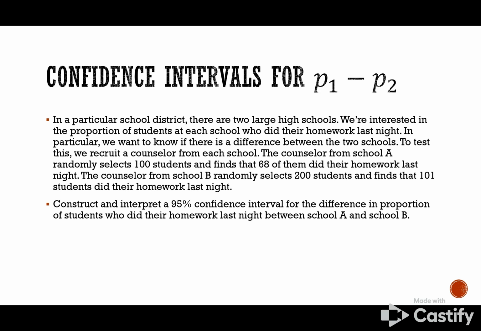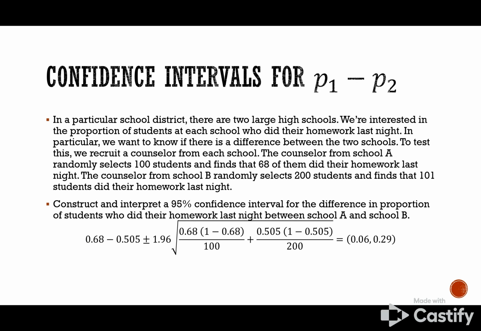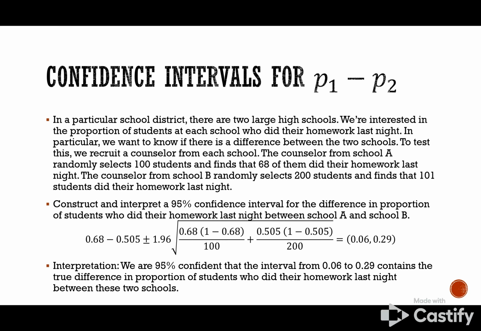From there, we can calculate all of the different things to go into our confidence interval formula. Plugging that into a calculator, you should get this, a confidence interval of 0.06 to 0.29. The interpretation, take a minute, try and figure that out for yourself, but the interpretation is we are 95% confident that the interval from 0.06 to 0.29 contains the true difference in proportion of students who did their homework last night between these 2 schools.